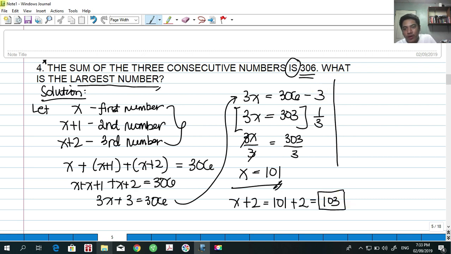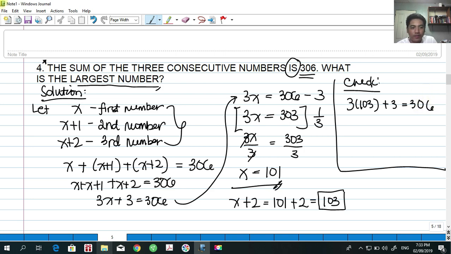If we want to check if our answer is correct, we need to perform the same. This is the simplified equation: 3 times x plus 3 equals 306. No, this is 101, I'm sorry, because that is the x. So 3 times 101 is 303, plus 3 is equal to 306. The right side of the equation is equal to the left side. Hence, we got the correct answer.